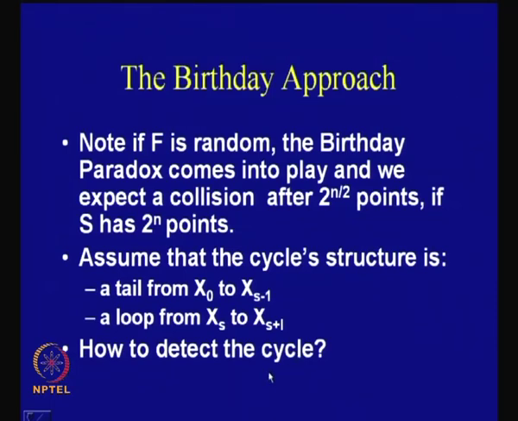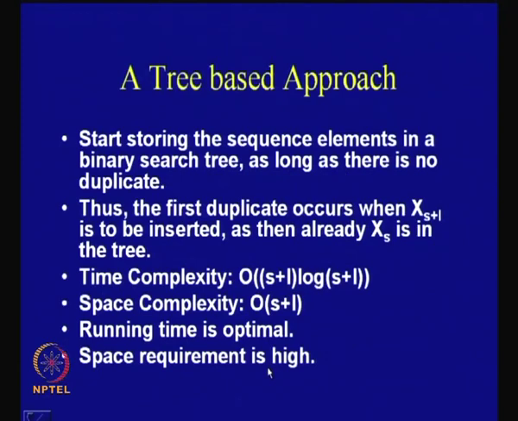So now the question is, how do you detect this cycle? One way of doing this could be a tree based approach. You start storing the sequence elements in a binary search tree as long as there is no duplicate. So you keep on adding them to the tree. Therefore the first duplicate occurs when x_{s+L} is to be inserted, because x_s is already inserted into the tree. The moment you insert x_{s+L}, you know there is a duplication and therefore you report a collision.